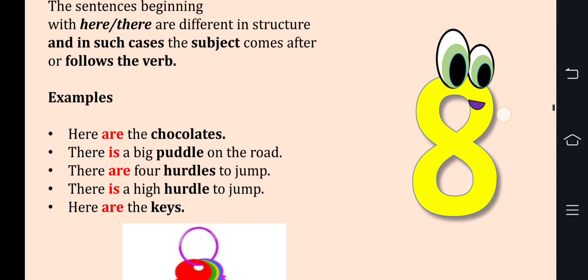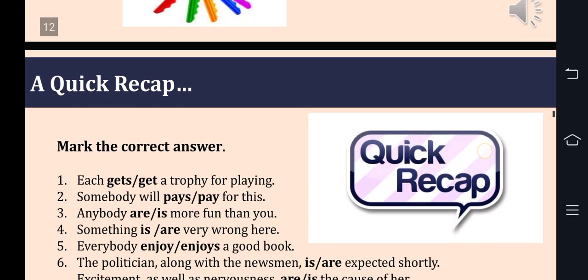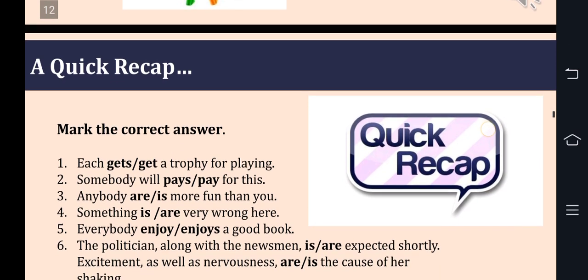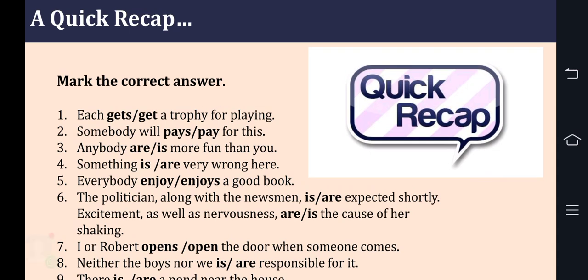Here are the keys. Now we shall have a quick recapitulation. Mark the correct answer. Let's run through this quick recap. Each gets or get a trophy for playing. Somebody will pay for this. Anybody are or is more fun than you. Something is or are very wrong here.